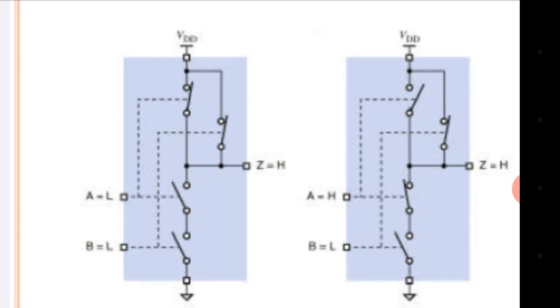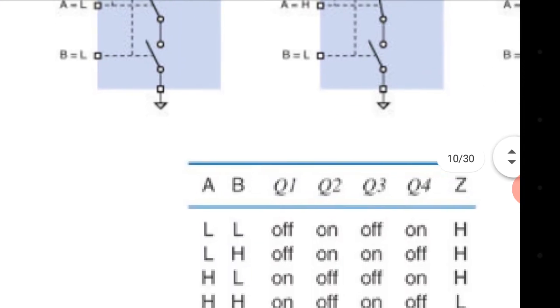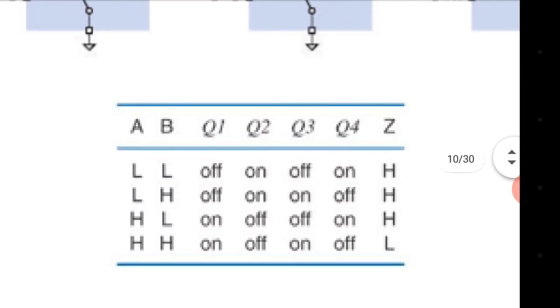So you will observe there is no path for the current to flow at the bottom side, towards the ground. That means whatever applied voltage is there will appear at the output. So your output is high. You will observe when both the inputs are low, your output is high.